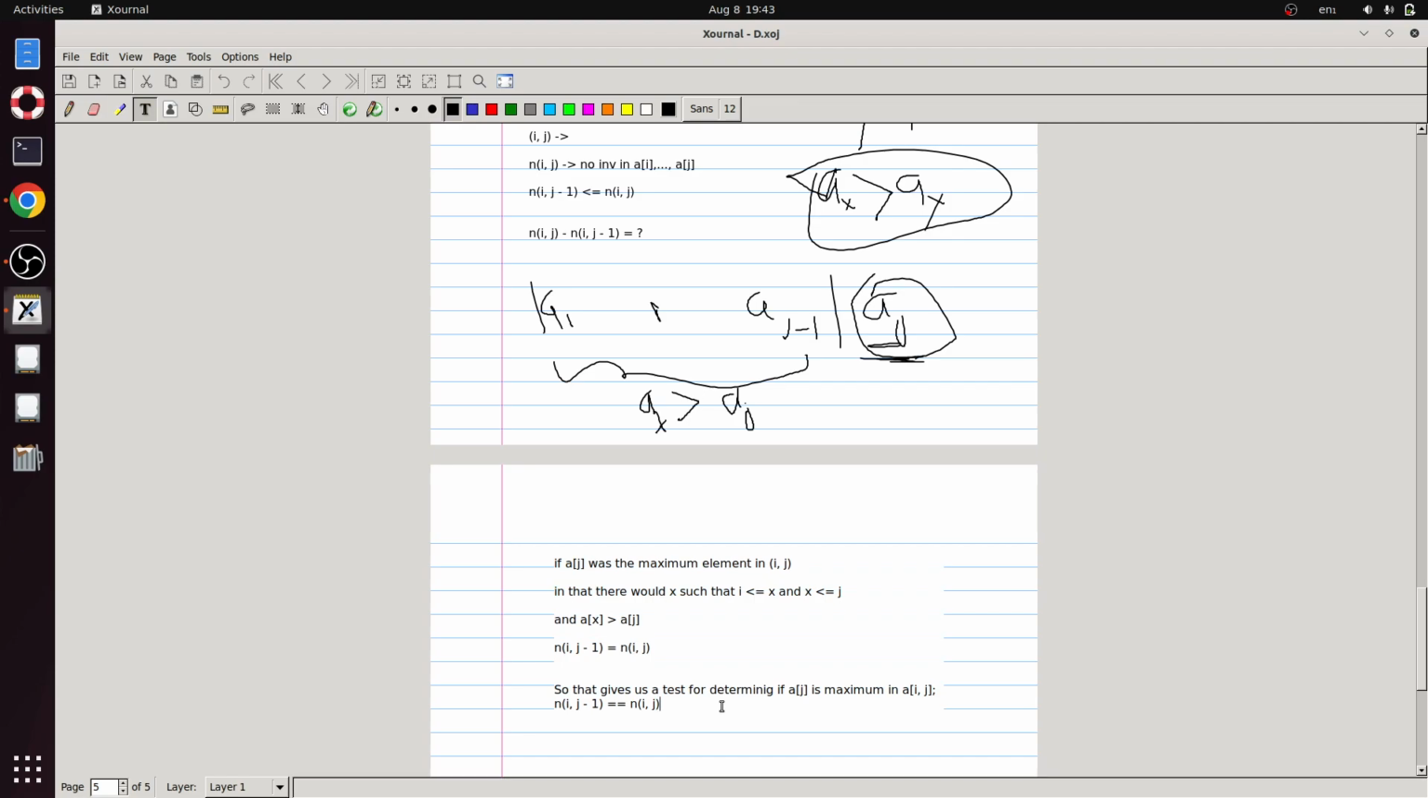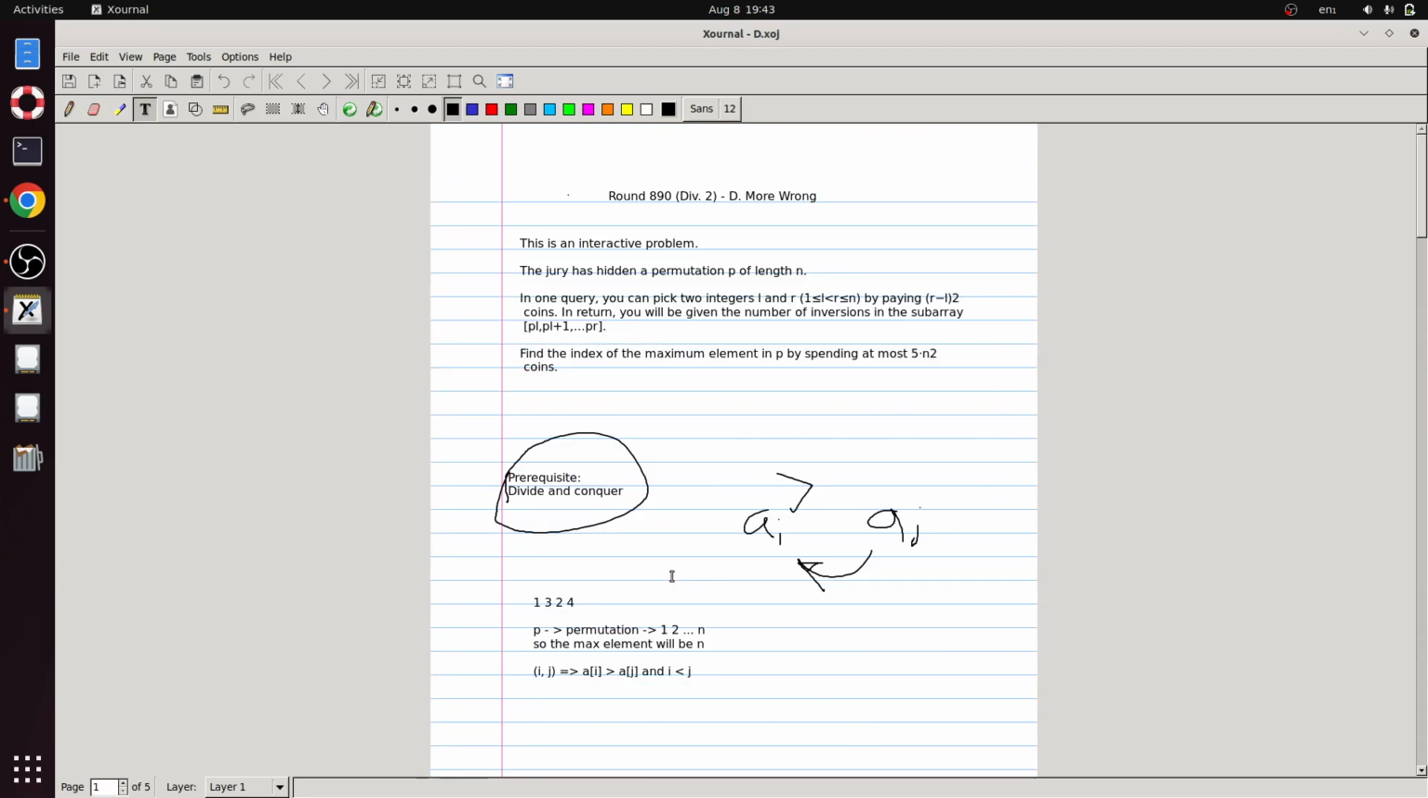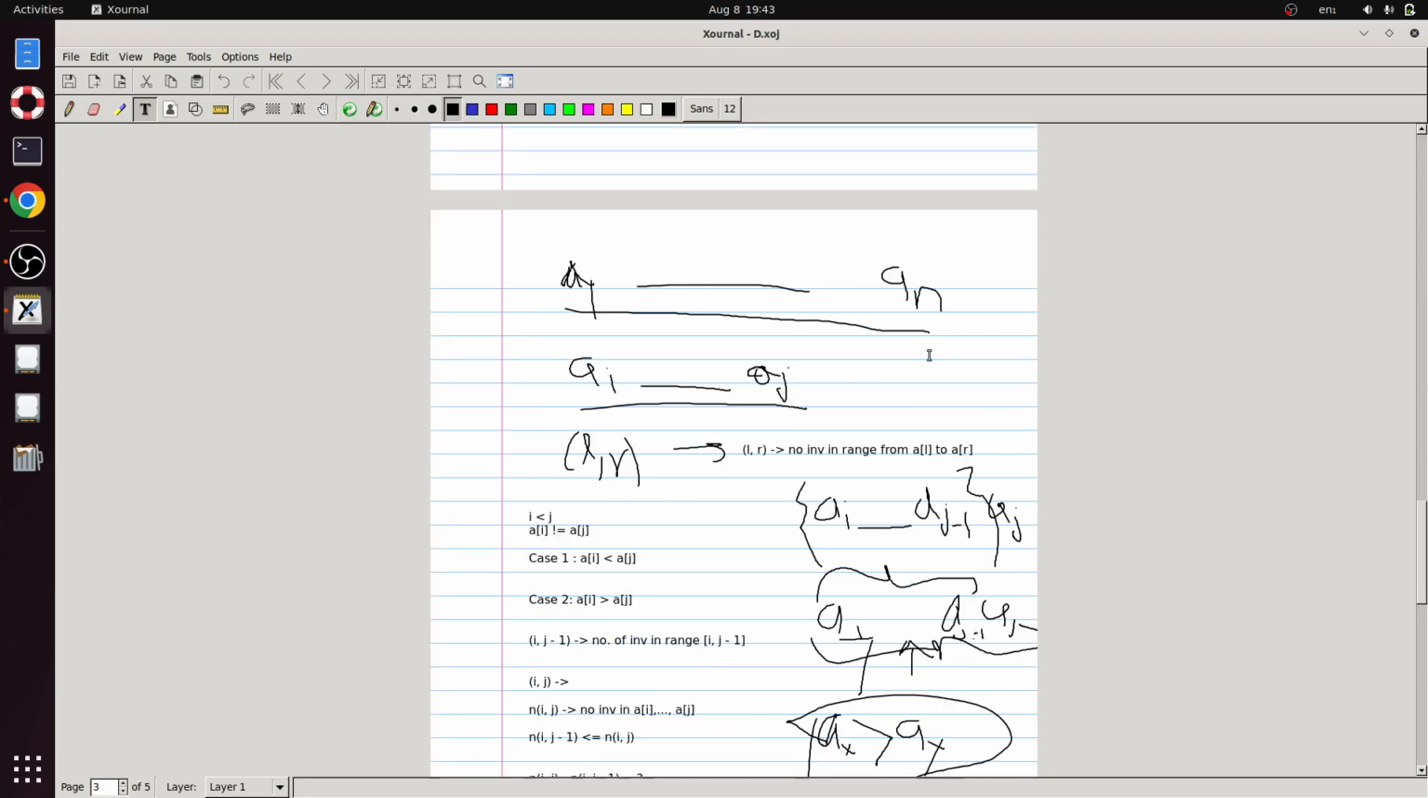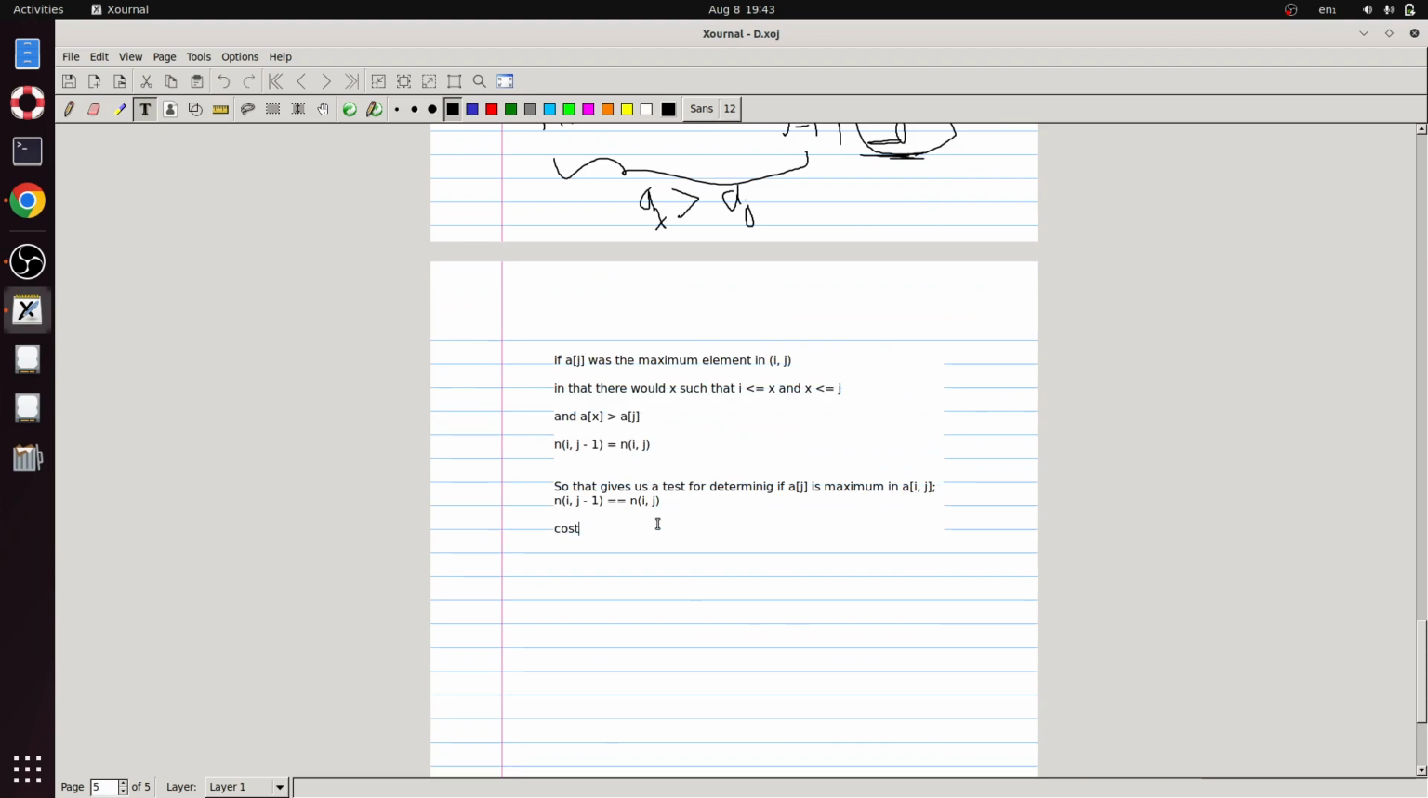If it is not equal, it means that there is some element greater than a of j which lies in this range I till j. Also, one more thing that we have to consider is the cost of it, because they have given us that we have in total at most 5n squared coins. So we also have to consider the cost of determining if a of j is maximum or not.